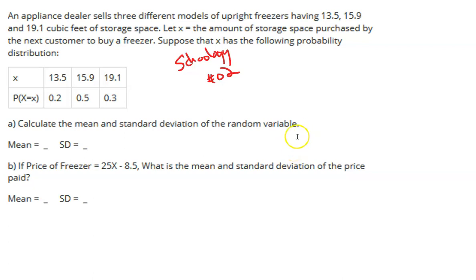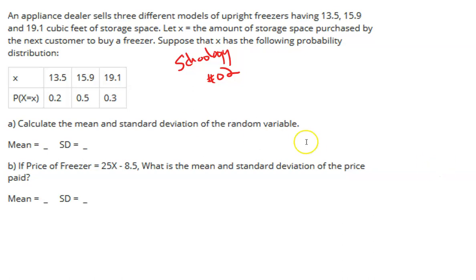For number 2 on the Chapter 15 Schoology assignment, we have an appliance dealer selling 3 different models of upright freezers: 13.5, 15.9, and 19.1 cubic feet of storage space. So X is the amount of storage space, and P is the probability of people buying that storage space. Like 50% of people buy the 15.9, 30% of people buy the 19.1, 20% of people buy the 13.5.